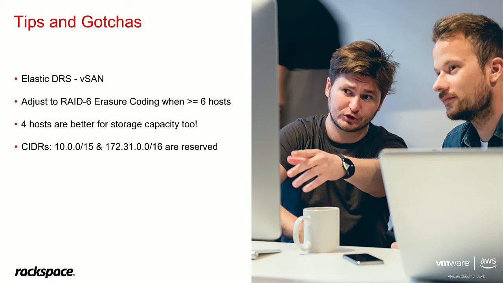Yeah, of course. It's like everything else in AWS, it's always best to not have overlapping CIDRs. But the 10.0.0.0/15 and 172.31.0.0/16 ranges are reserved and must not be used for either management or compute networks. That is important, because when you're deploying the SDDC, that question is asked, and it can't be changed later, so choose wisely.